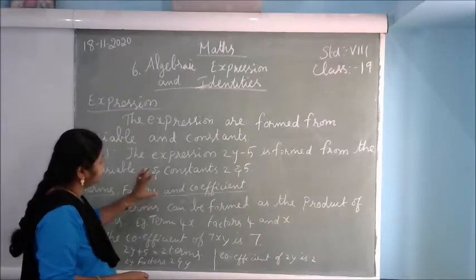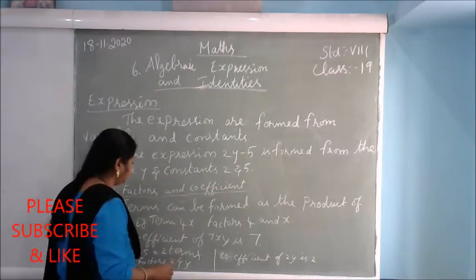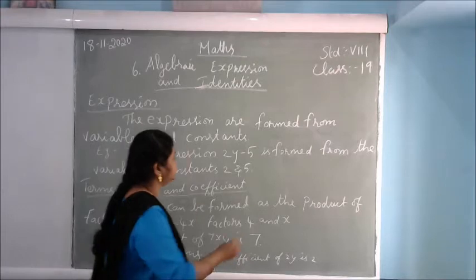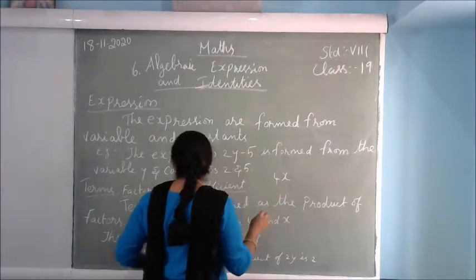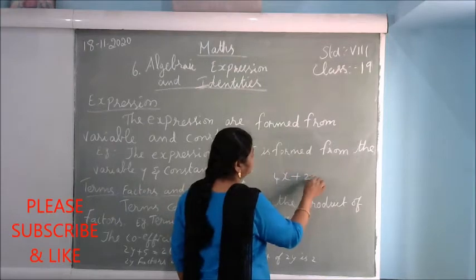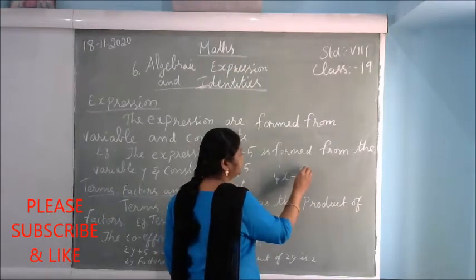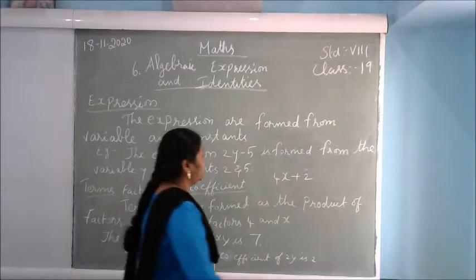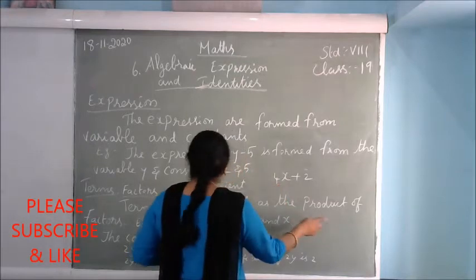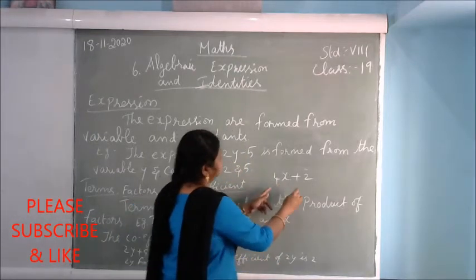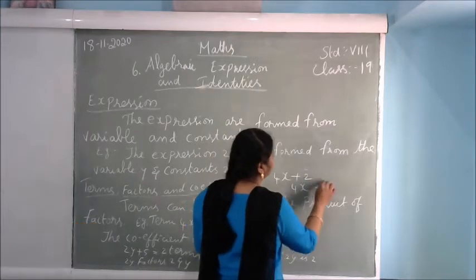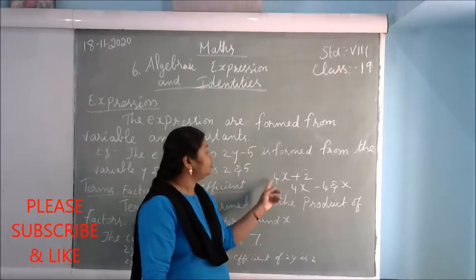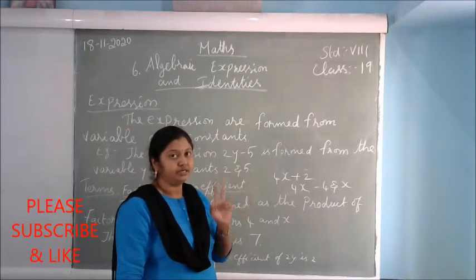What are the terms, factors and the coefficient? If one expression is there, terms can be formed from the product of the factors. That means 4x is the expression. See here, 4x is the term. 4x plus 2 is two terms. This is one term and this one is two terms. This is called a two terms expression. 4x, if we are taking separately, 4 and x are the factors of 4x. 4x has two factors, that is 4 and x.